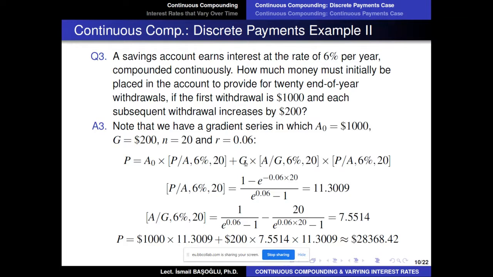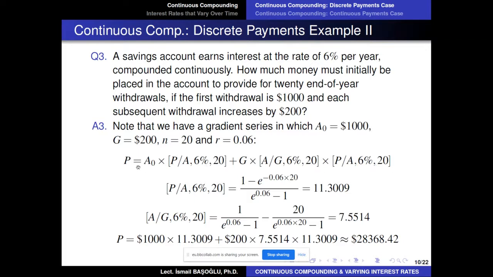The second part of this decomposition is the gradient. How were we dealing with the gradient? We were converting the gradient into uniform payment installments with the A over G formulation, if you remember. So G will be multiplied with A over G under 6% interest rate for 20 years in square brackets. Then, since with this conversion it becomes a uniform series, the uniform series can be converted into principal by using the uniform series present worth factor again.